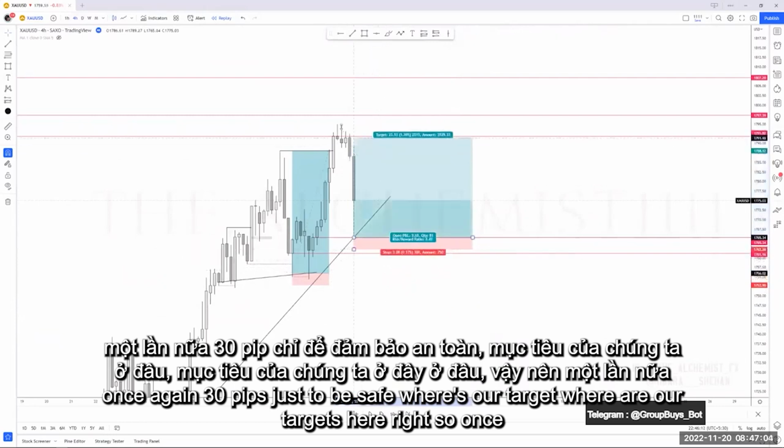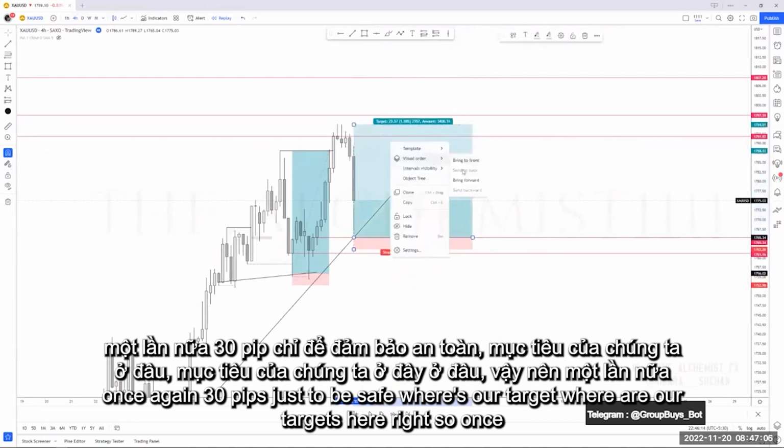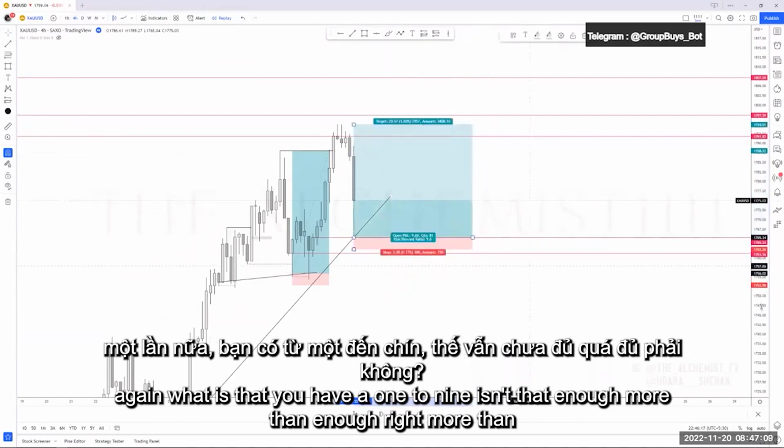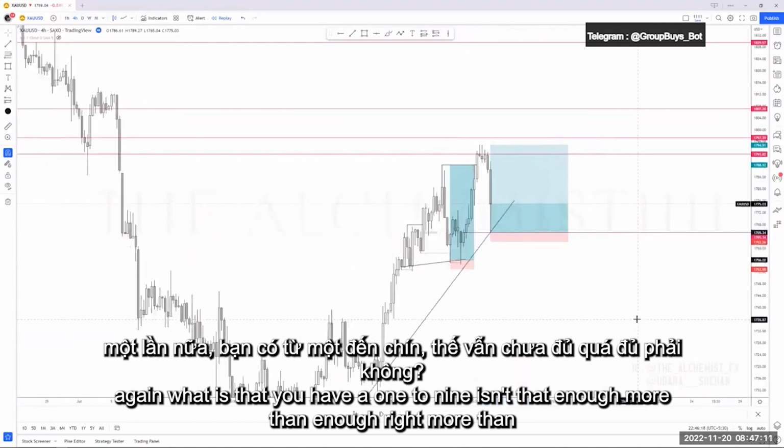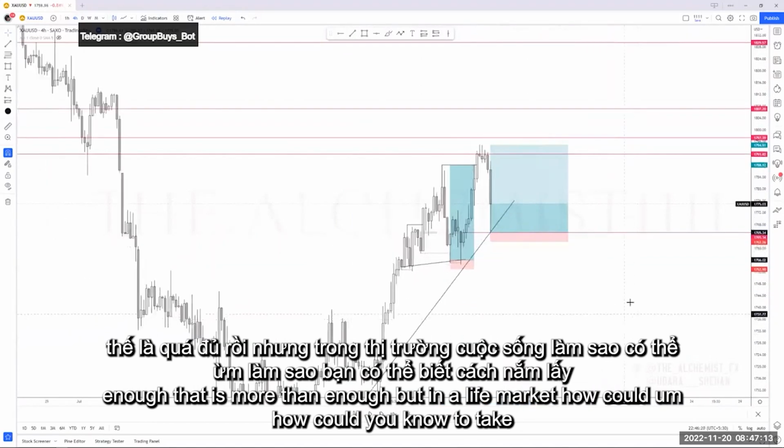Where are our targets? Here. So once again, what is that? You have a 1 to 9. Isn't that enough? More than enough, right? Okay, that is more than enough.